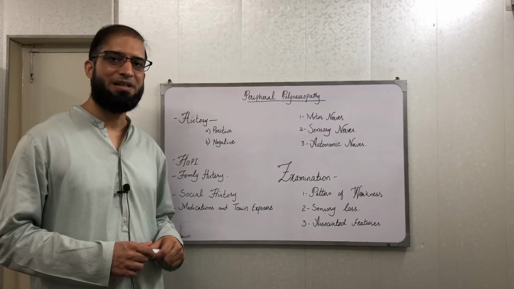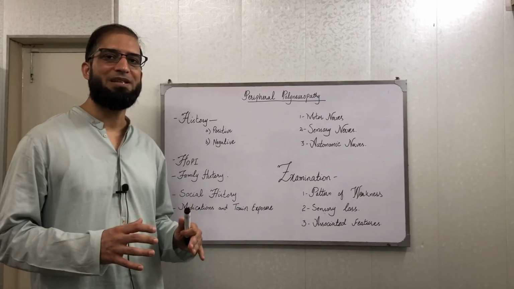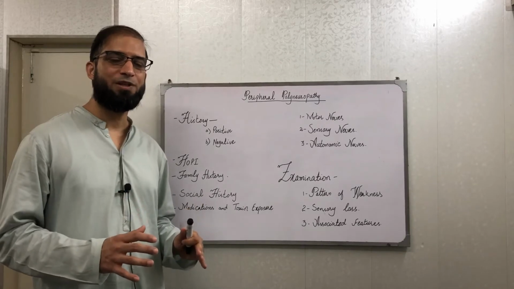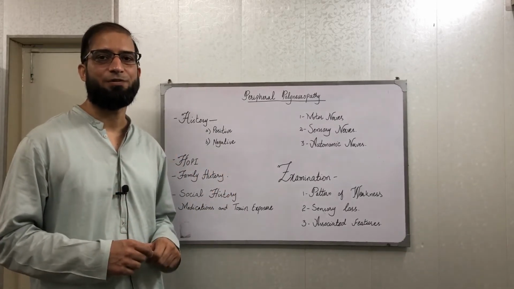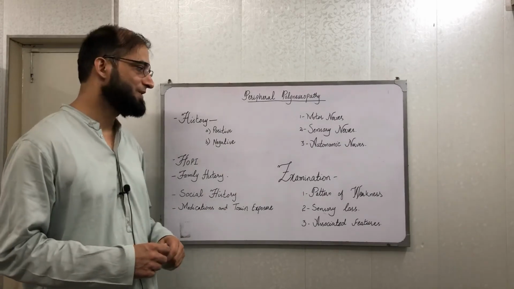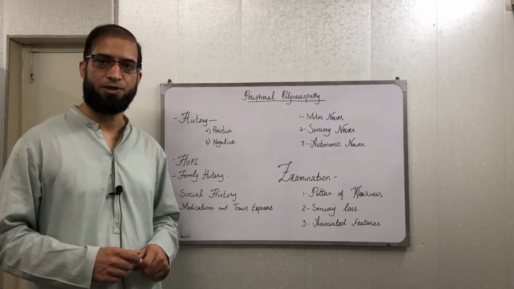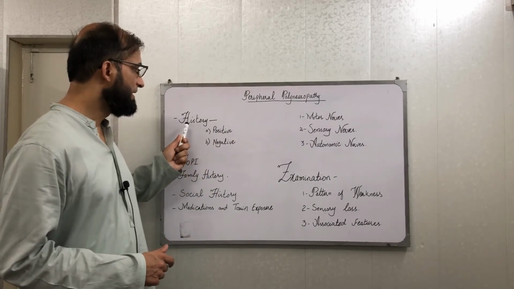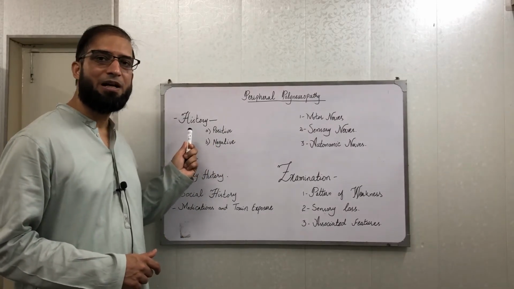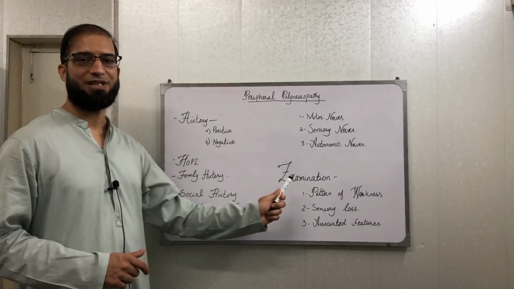That also gives me the idea whether this peripheral neuropathy is only limited to the peripheral nerves, or there could be bulbar involvement, or there could be a syndrome which is causing peripheral neuropathy as one of its manifestations, especially when it comes to mitochondrial disorders. Once we have got a detailed history, then we're going to get to the examination.